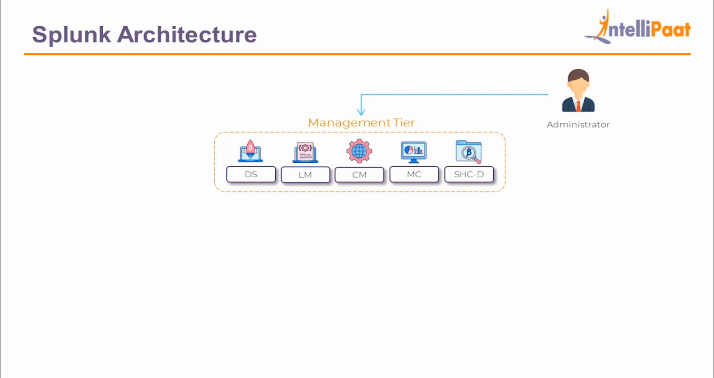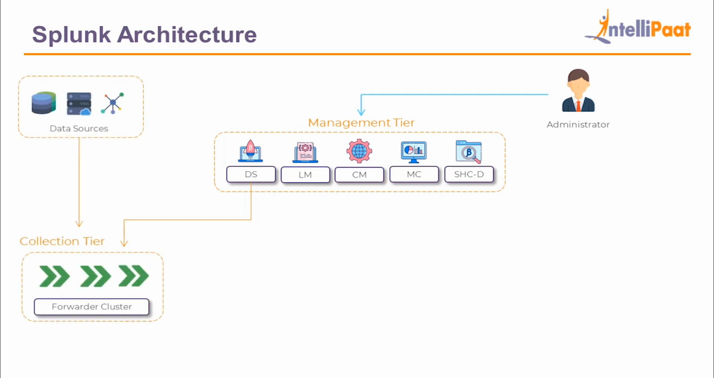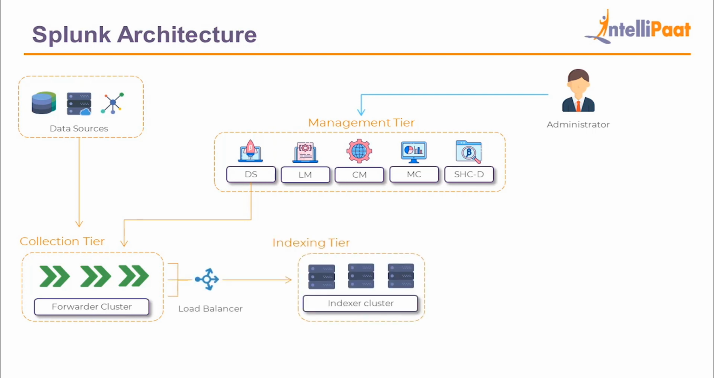Suppose you have your deployment server, which manages the forwarding cluster. The forwarders are the collection agents. These forwarders are installed on the data sources. They collect all the data and then send it to the indexers to be stored. This will be done through a load balancer. It will not just send the data straight away. It will send the data to those indexers which are available for storing or indexing the data. And this indexing cluster, full of different indexers, is controlled by your cluster master node.